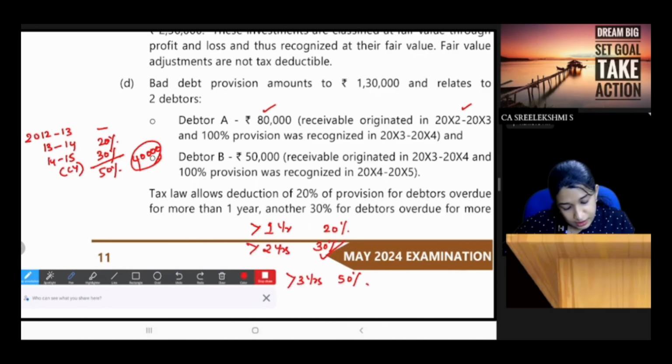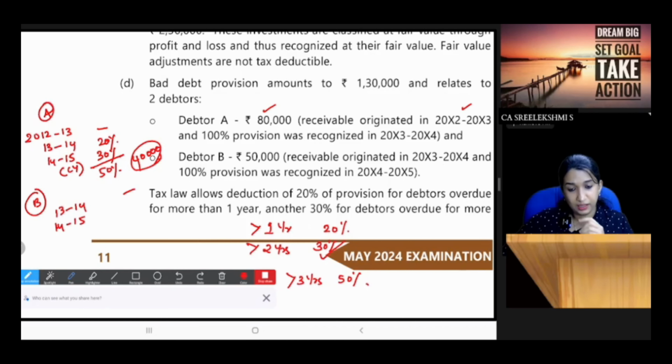Then this is on account of A, and on account of B, originated in 13/14. So in 13/14 they will not give any deduction. In 14/15, overdue for more than 1 year, so 20%. 20% of 50,000, so 10,000. Total deduction they would have allowed us 50,000. Yes or no? So we are checking.